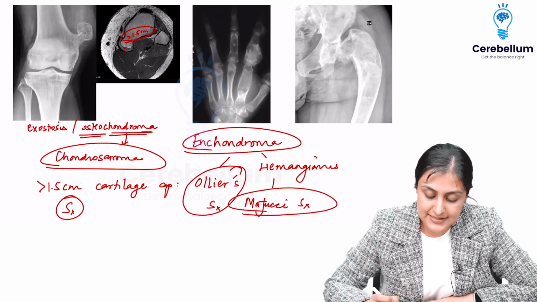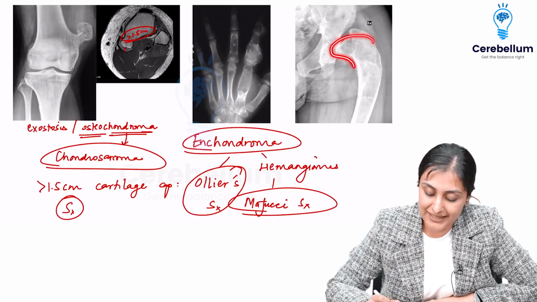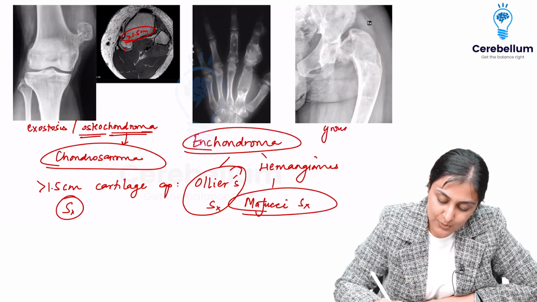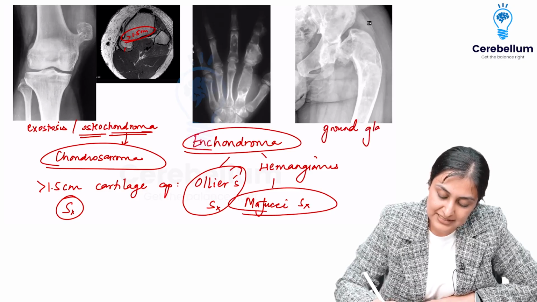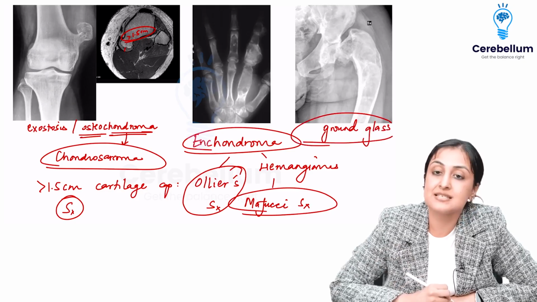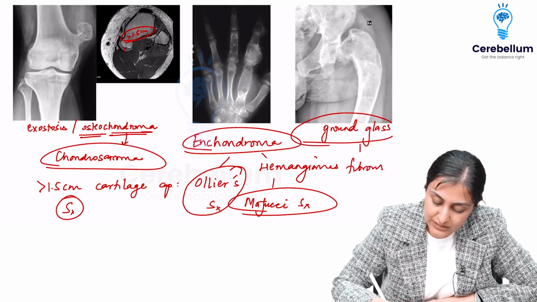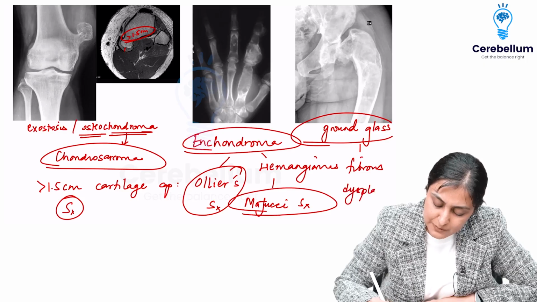Look at this X-ray here. You can see that within the metaphyses of the femur, there is a lesion which has this ground glass matrix. We have seen ground glass in COVID. This is ground glass of the bone. And whenever you hear ground glass, you have to think of fibrous dysplasia.